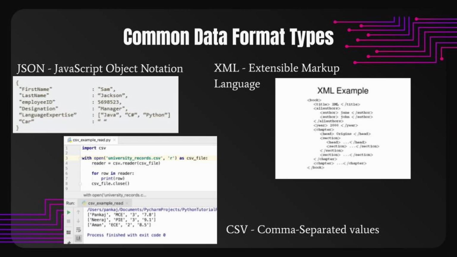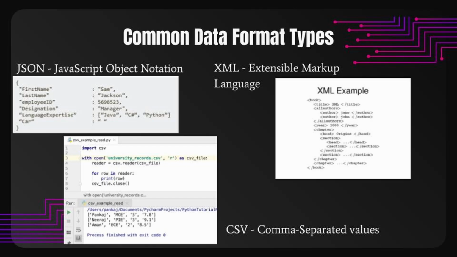Here are some example images of the structures of these data file types. JSON, which is called JavaScript Object Notation, was originally created for JavaScript. It is widely used for web applications and RESTful APIs. JSON stores data using keys, like dictionary logic.